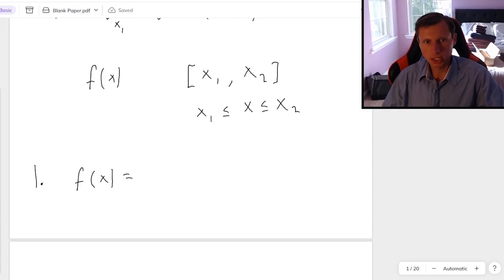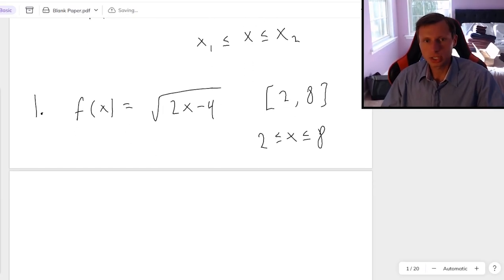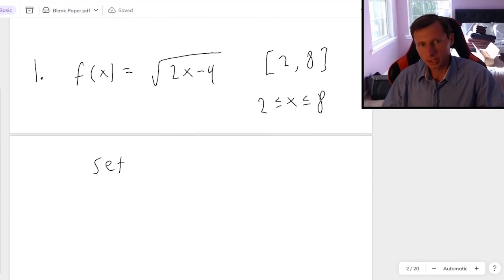Let's say the function is the square root of 2x minus 4. And we want to find the arc length on the interval from 2 to 8. In other words, 2 less than or equal to x less than or equal to 8. And for this one, I'm just going to ask you to set up the integral. I'm not going to ask you to solve it.